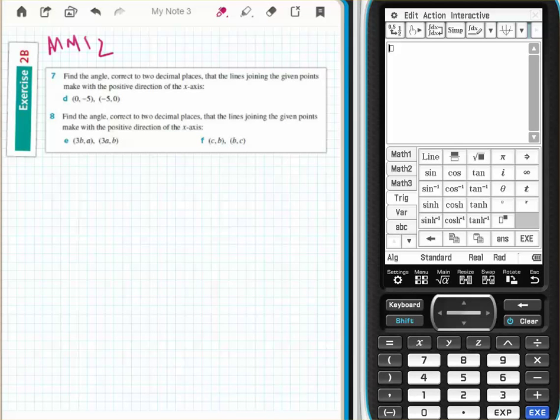This is for Year 11 Methods. It comes out of Chapter 2, 2B, question 7d and 8e and f. We're looking for the angle to correct to 2 decimal places.